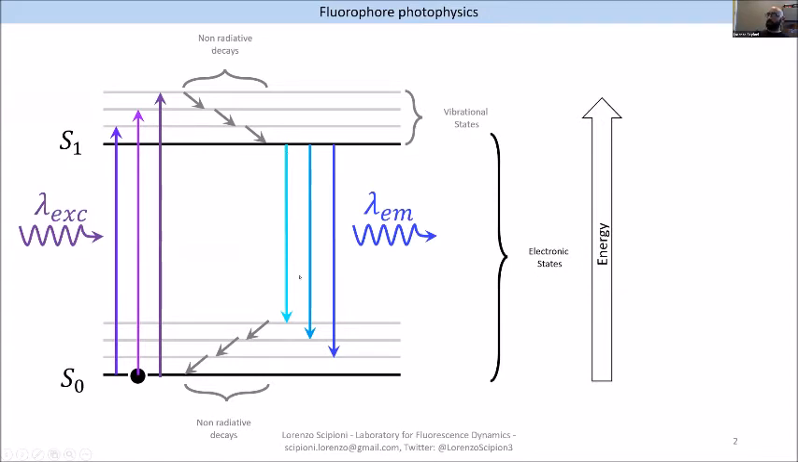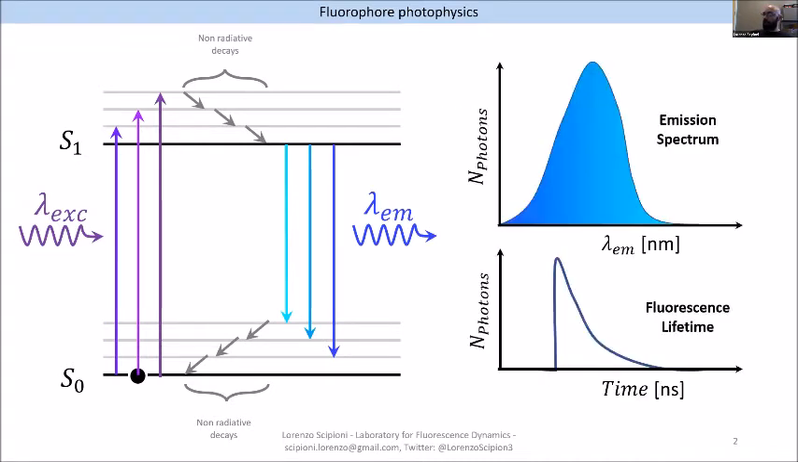As you can see, the energy difference between these jumps and this jump is shorter in this case. That means that the photons that are emitted have a lower energy than the photons that are absorbed, and therefore the color of the fluorescence is more redshifted than the wavelength that you use for excitation. This is very useful, of course, in fluorescence microscopy because it allows to separate the light that's used for excitation from the light that's coming from the sample.